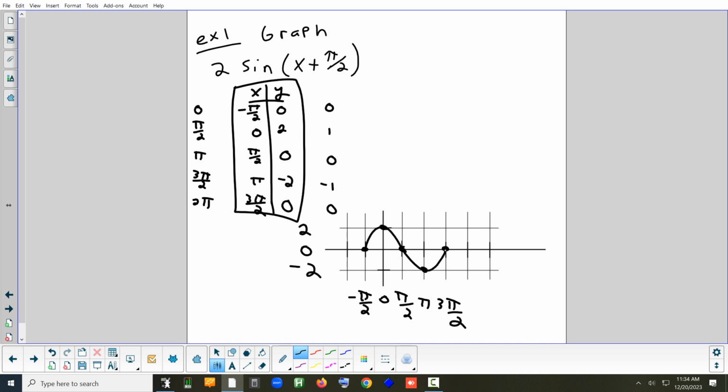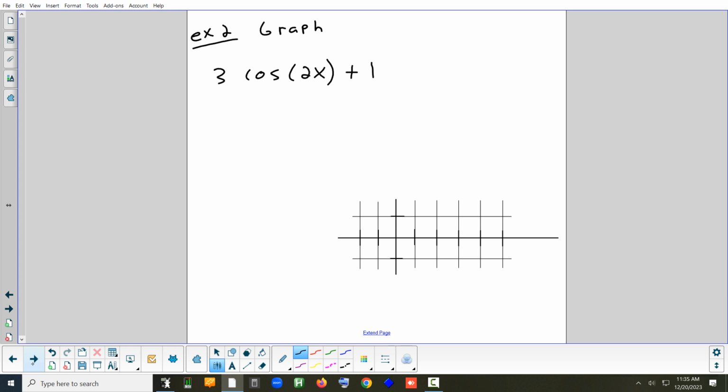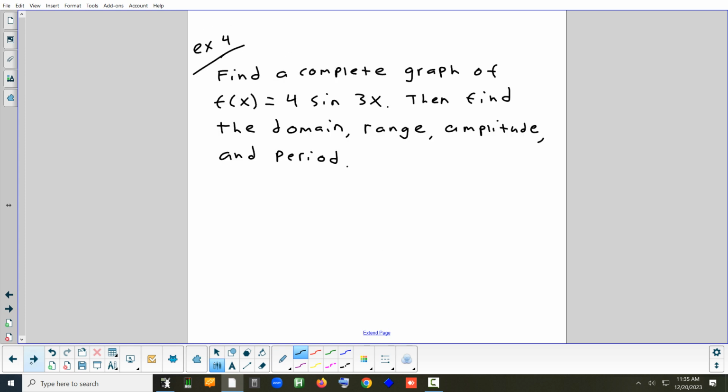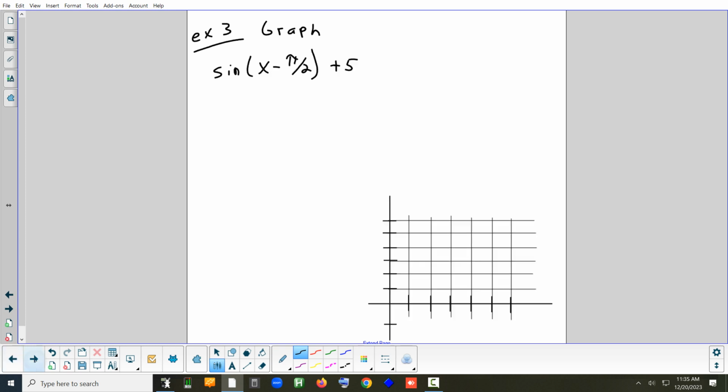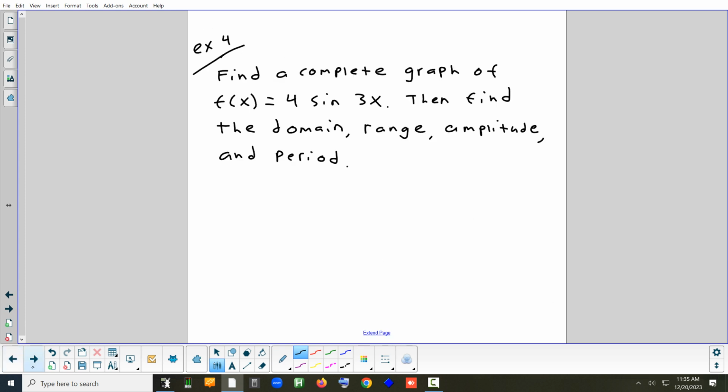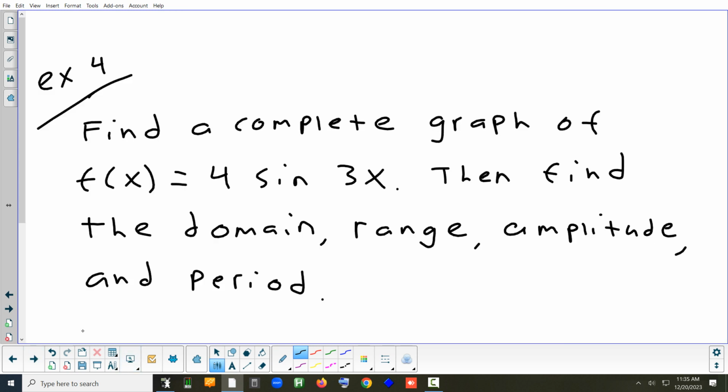Every unit is 90 degrees in this one, right? Yeah, there was no period change. If you don't put a number in front of x, it's always 90 degrees. All right. Anybody want to see another multi-step one? Okay. Then let's do the calculator one.